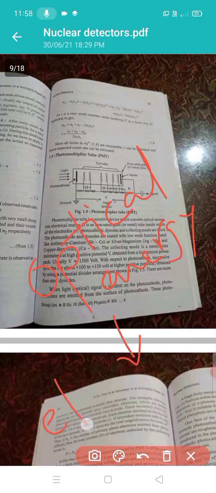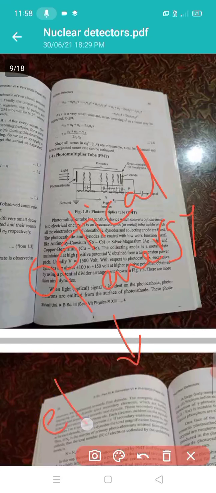The photocathode and the dynodes are coated with a low work function metal like antimony and cesium, or silver and magnesium, or copper and beryllium.